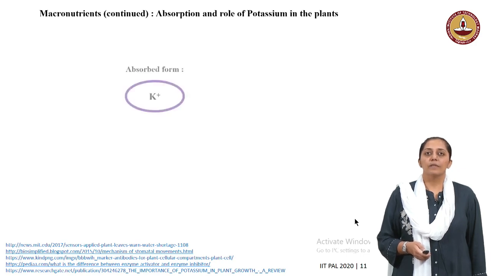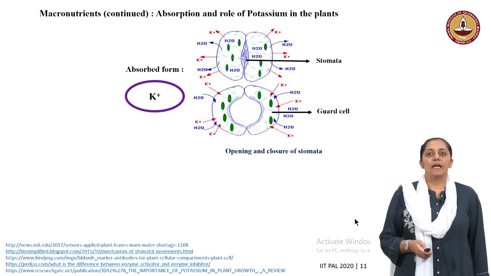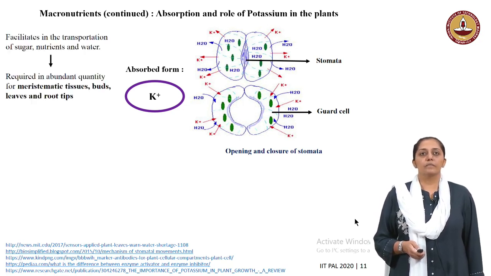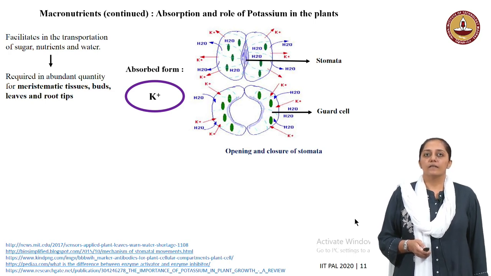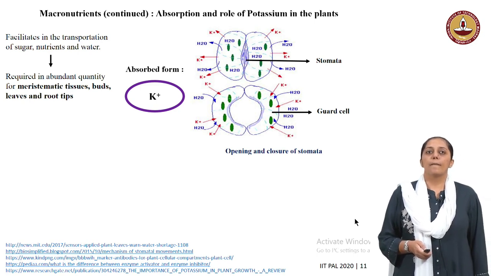Talking about potassium, potassium is again absorbed in the form of potassium ion. Potassium ion along with water movement is responsible for the opening and closure of stomata as shown in the picture here. It facilitates the transportation of sugar, nutrients and water. Therefore, it is required in abundant quantity for meristematic tissues, buds, leaves and root tips.